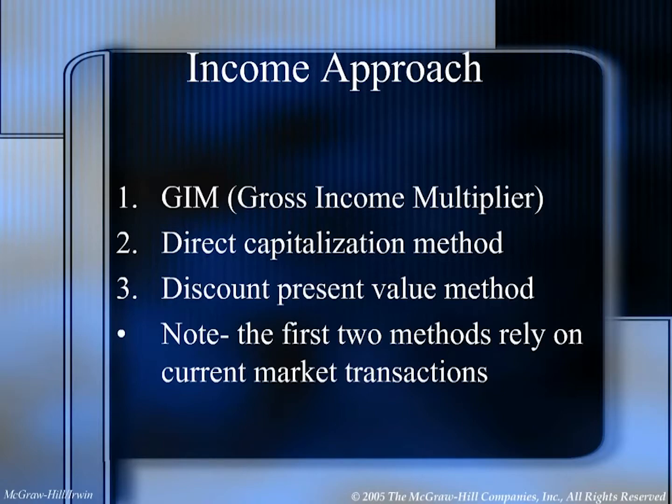But our focus is going to be on the income capitalization approach. And we're going to look at three ways that we could use this approach: the gross income multiplier, the direct capitalization method, and the discounted present value method. These first two methods, the gross income and the direct capitalization methods, rely on current market transactions.